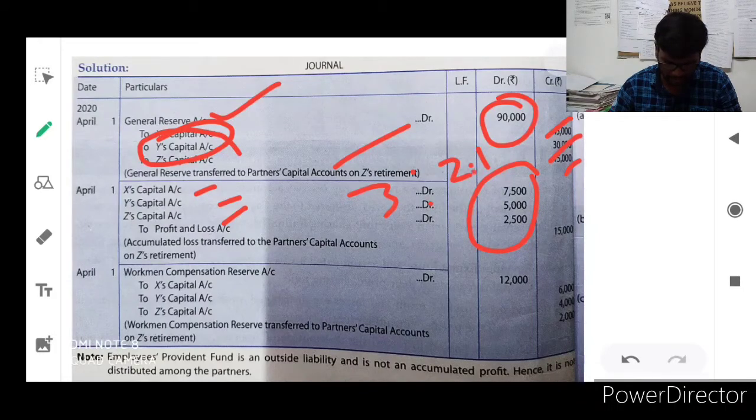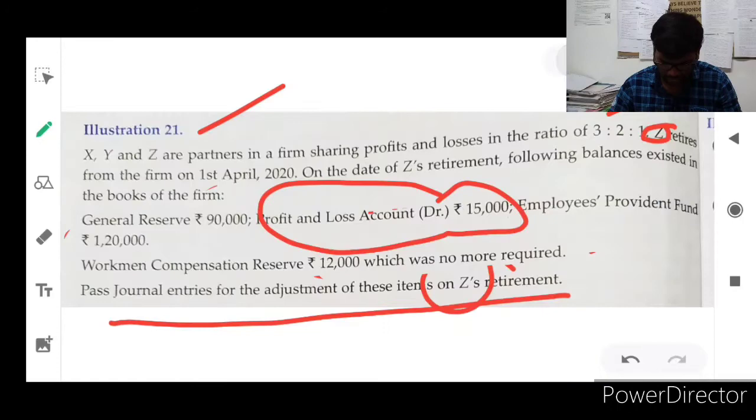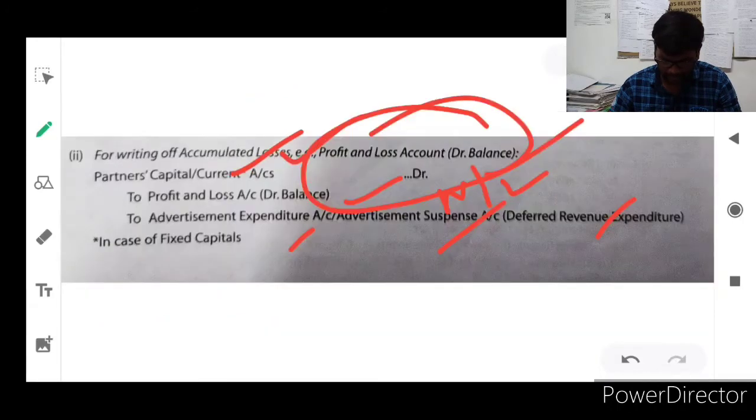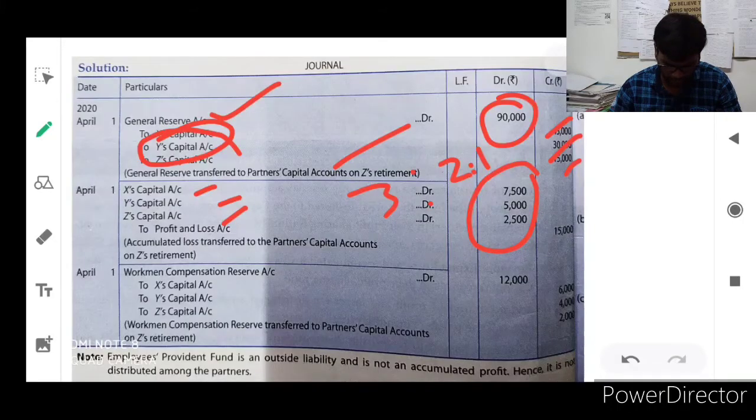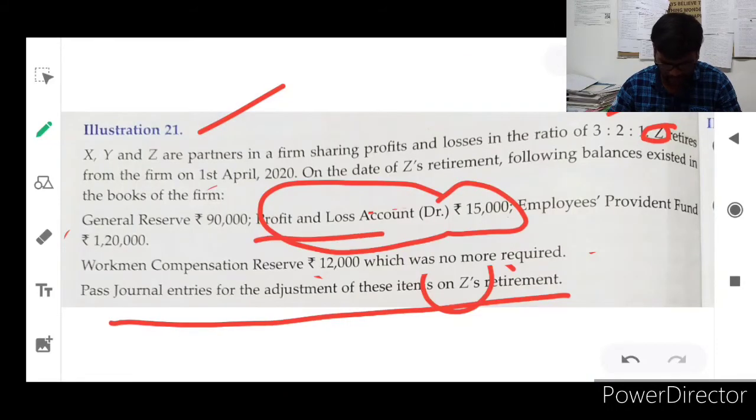They are using 3:2:1. What is the amount? That is 15,000. So 15,000 into 3/6, 2/6, 1/6 gives 7,500, 5,000 and 2,500. So collectively 15,000 is written off by all the existing partners. Accumulated loss transferred to partners' capital accounts on Ej's retirement. It is an accumulated loss like this, but here they have given only the profit and loss account debit balance. So we can consider it an accumulated loss, or net loss, whatever it is.